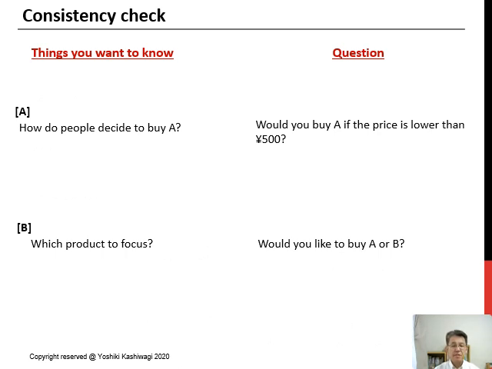Let's talk about consistency check. Once you make a question or questions, I want you to make sure you have consistency between the things you want to know and the question you made. Okay, let's review some questions. Let's take example A. In this case, what you would like to know is how do people decide to buy A? And the question is, would you buy A if the price is lower than 500 yen? Is it a right question? If no, what's wrong with it? And how would you rephrase the question? Take some time and think about it.